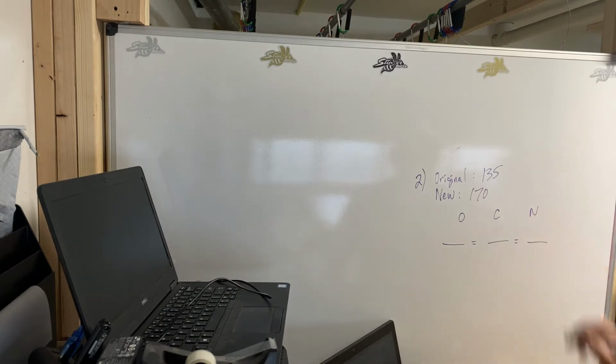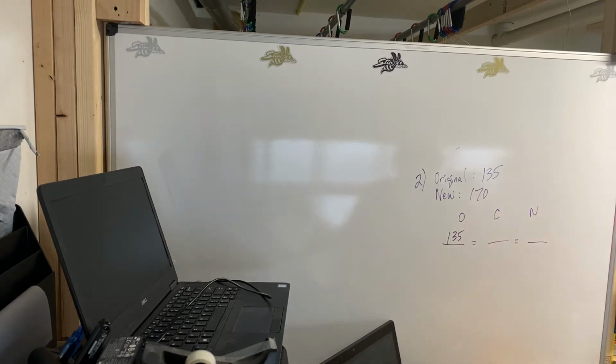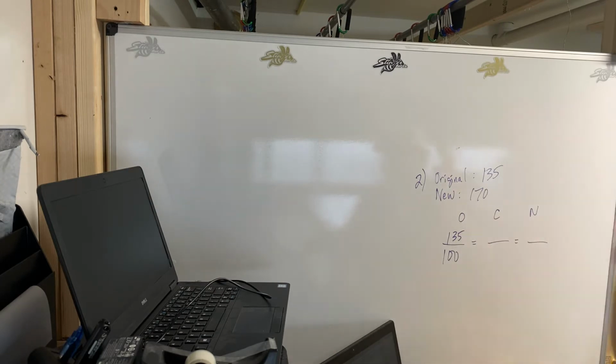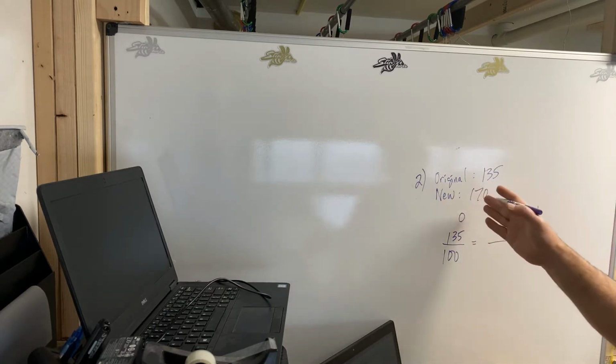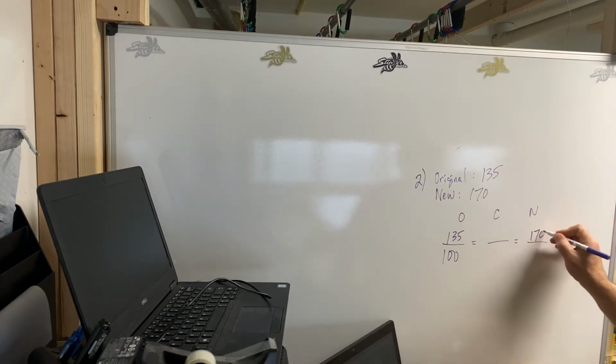3-line method. I have an original amount, which is the O column, which is 135. Remember, that's always over 100. That's 100% of my original value, 135. Something's going to change it, and I'm going to get a new value. So my new value, obviously, it increased. It went up to 170.